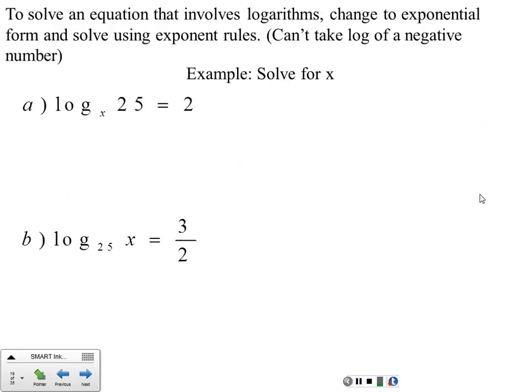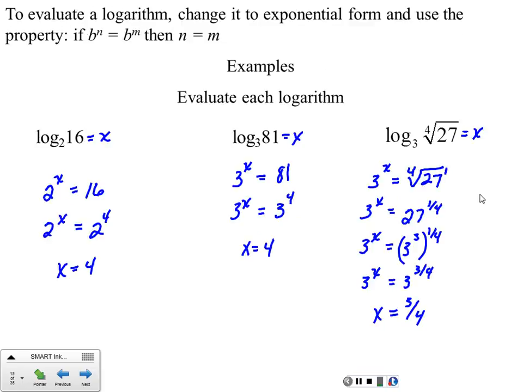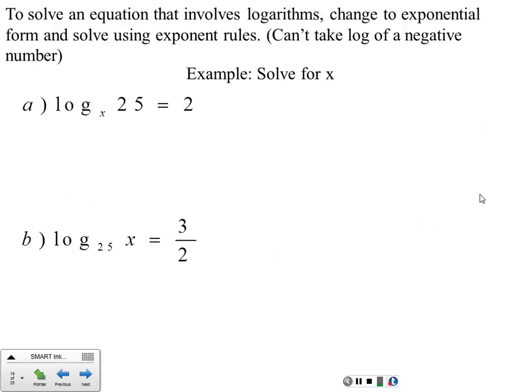Alright, so what if our x is in different spots? What if our x is not like it is here? I'm not asking you a straight up log problem. For example, it says log of what base of 25 is 2. So now it's saying what number squared is going to give me 25. What number squared is 25? Well, how do you know that? Because remember your base, you're going to change it to exponential. You have your base, which is x here. Your base is x, raised to the 2nd power is equal to 25.